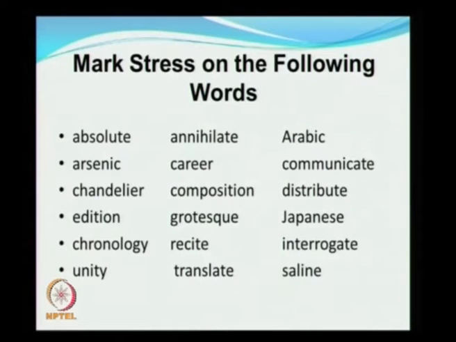Just mark the main stress on each word in the manner I told you yesterday and I have been telling you. That's all. Don't worry about the pronunciation of the rest of the word. Just mark stresses.